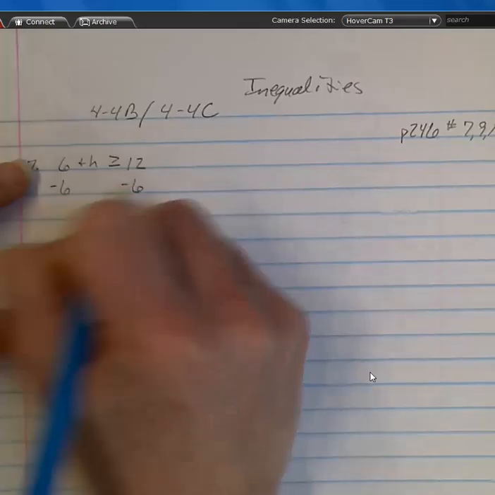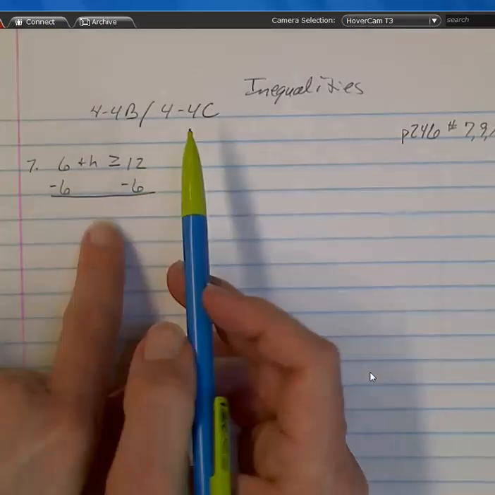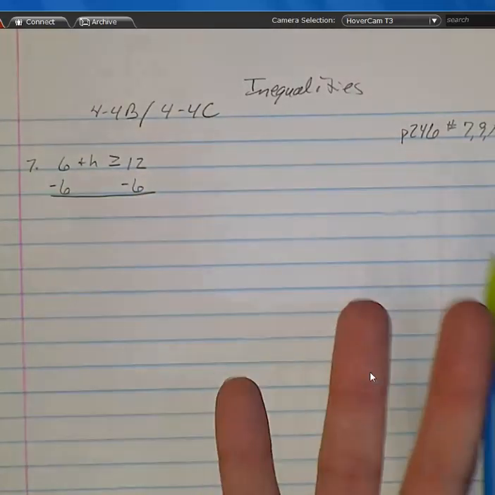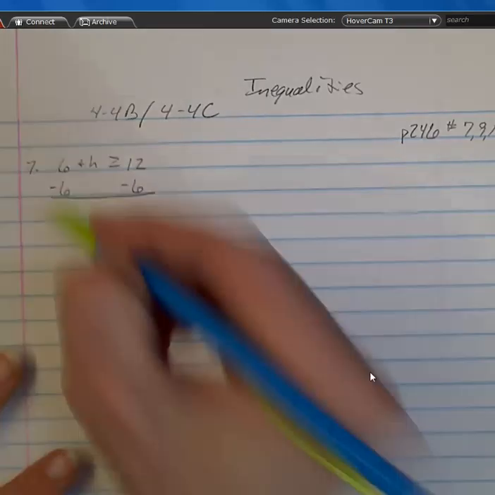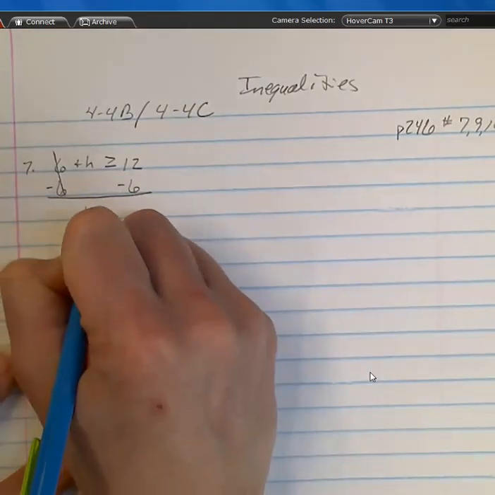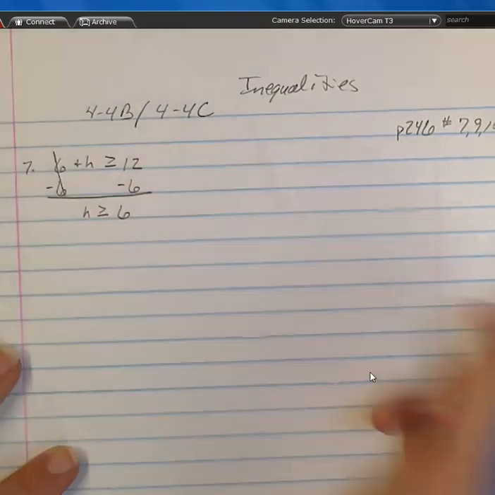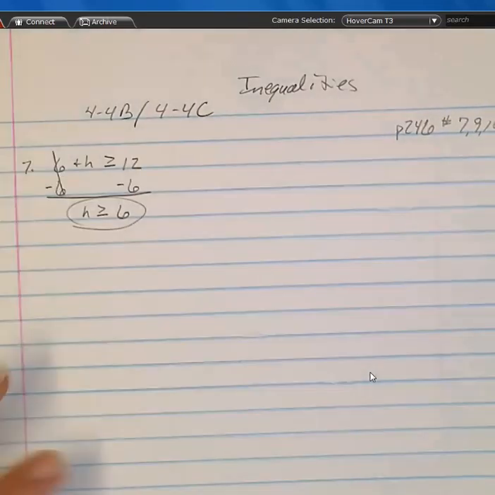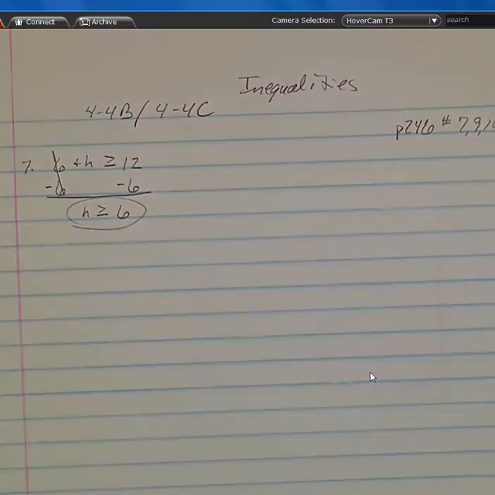Take away 6 again, because remember, if I do the same thing to both sides, it remains a true statement, a correct statement. This simplifies to 0. This looks just like what we've been doing, doesn't it? Because it is. Only the difference is h is greater than or equal to the number 6. That's the solution. Write this down. This is the answer. Open your book.